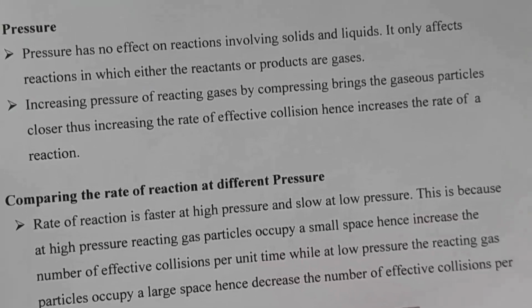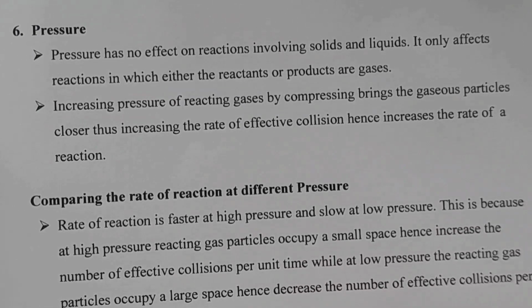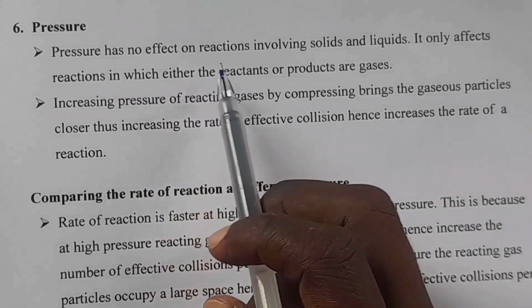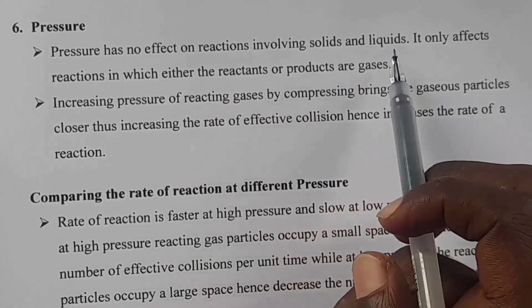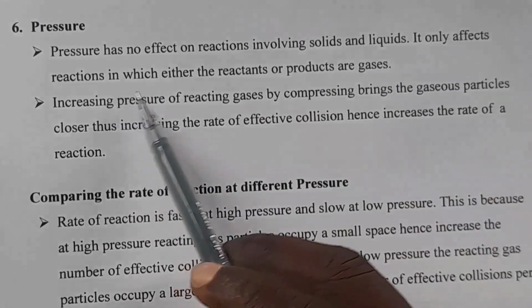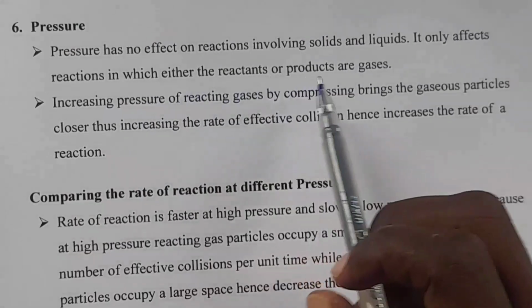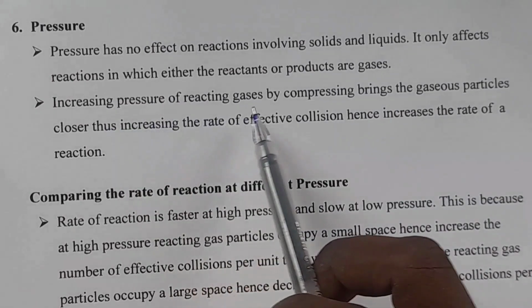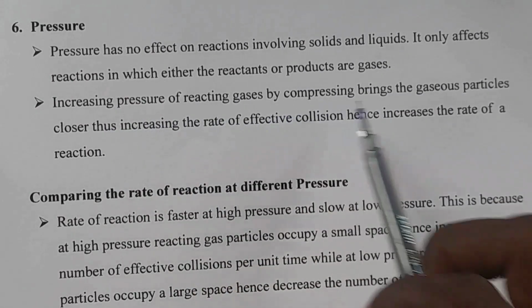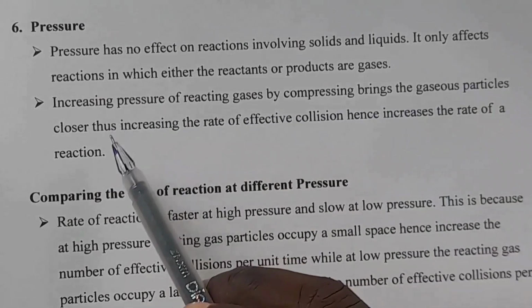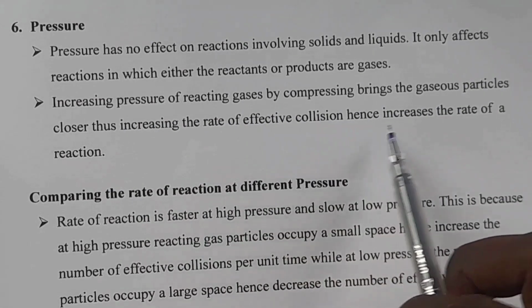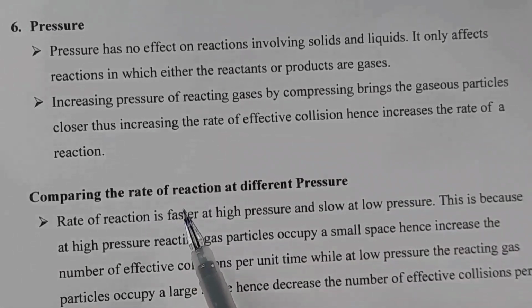After that, we go to the sixth factor affecting the rate of reaction, which is pressure. Pressure has no effect on reactions involving solids or liquids. It only affects reactions in which either the reactants or products are gases. Increase in pressure of reacting gases by compressing brings the gaseous particles closer, thus increasing the rate of effective collisions, hence increases the rate of reaction.